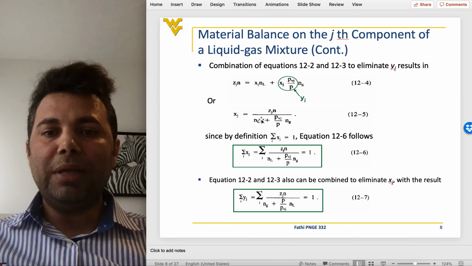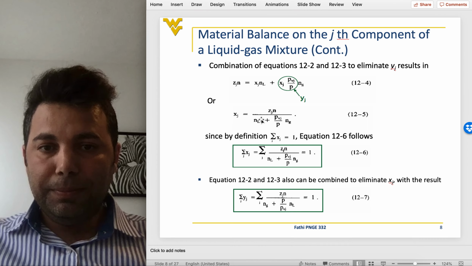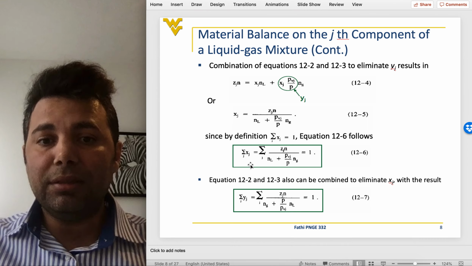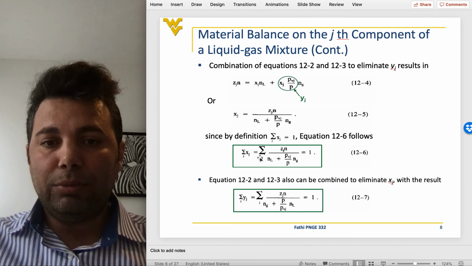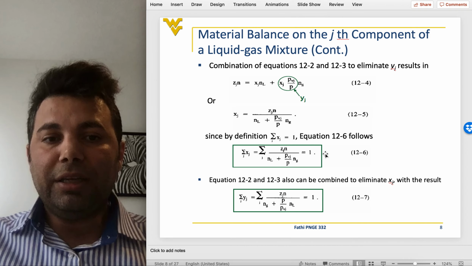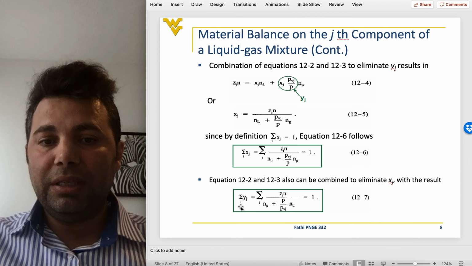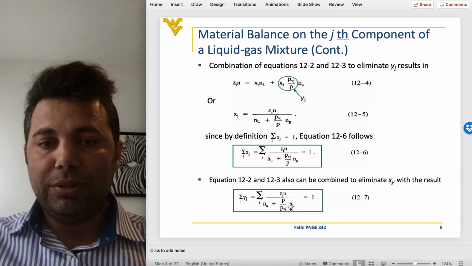And then I know that the summation of all the mole fractions in the liquid should add up to 1. Again, that's another auxiliary equation that I know. So the summation of all the Xj's should add up to 1, meaning the summation of this ratio should be equal to 1. I can write this exactly the same for the gas. The summation of mole fractions in the gas should be equal to 1 as well. So I have these two equations.